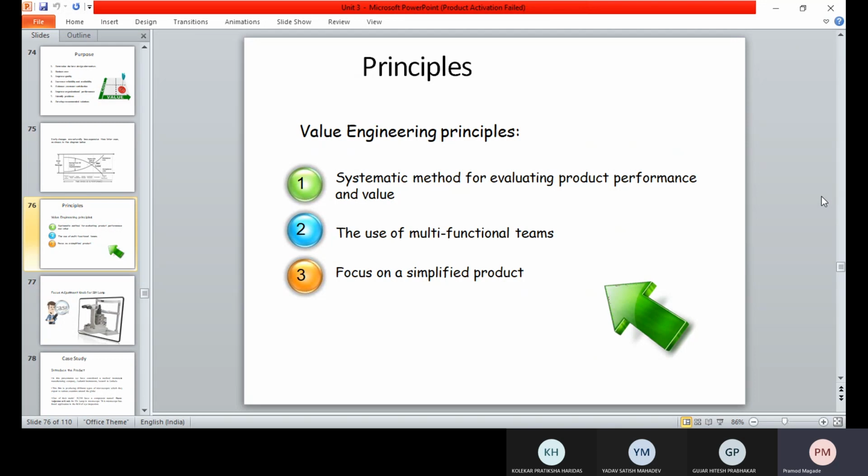We'll have to follow the systematic method while defining the value. We'll have to use the multifunctional team for defining the structure or creativity, and we'll have to focus on simplification. So it should not be more complicated. These are the basic things related to the value. So you can write down these points 1, 2, 3: method, team, and simplified product.